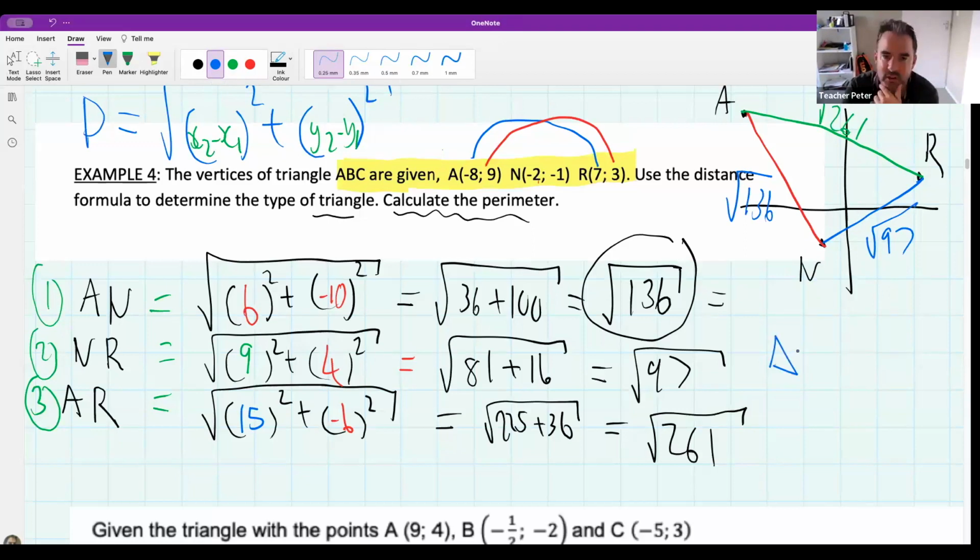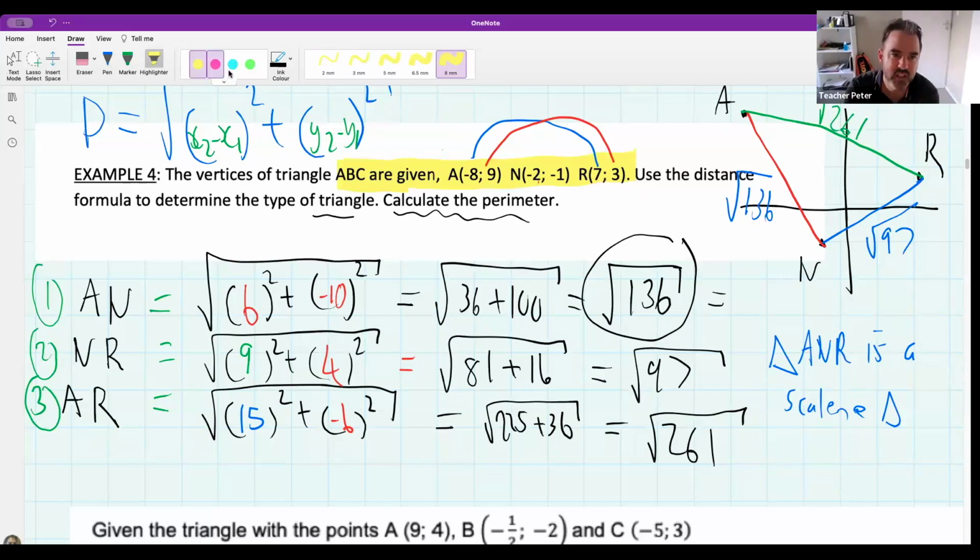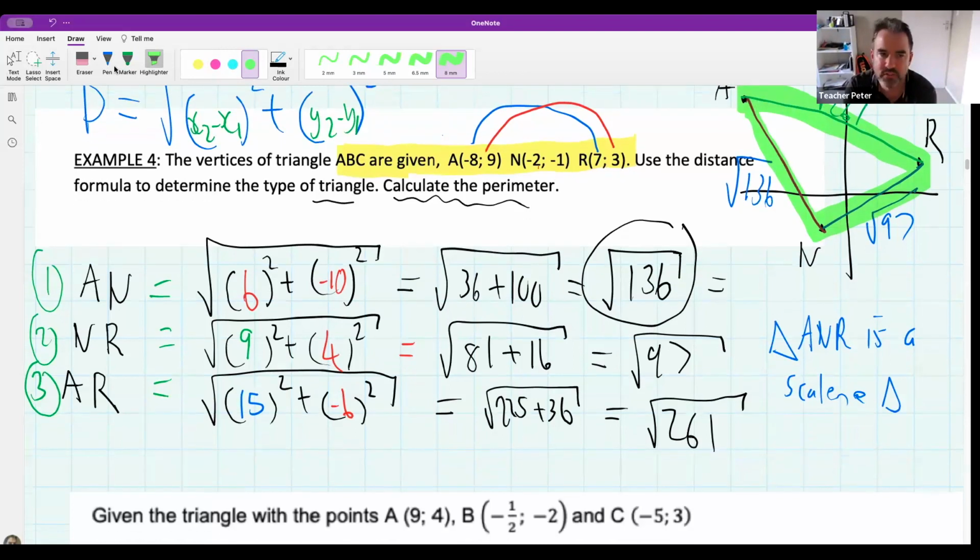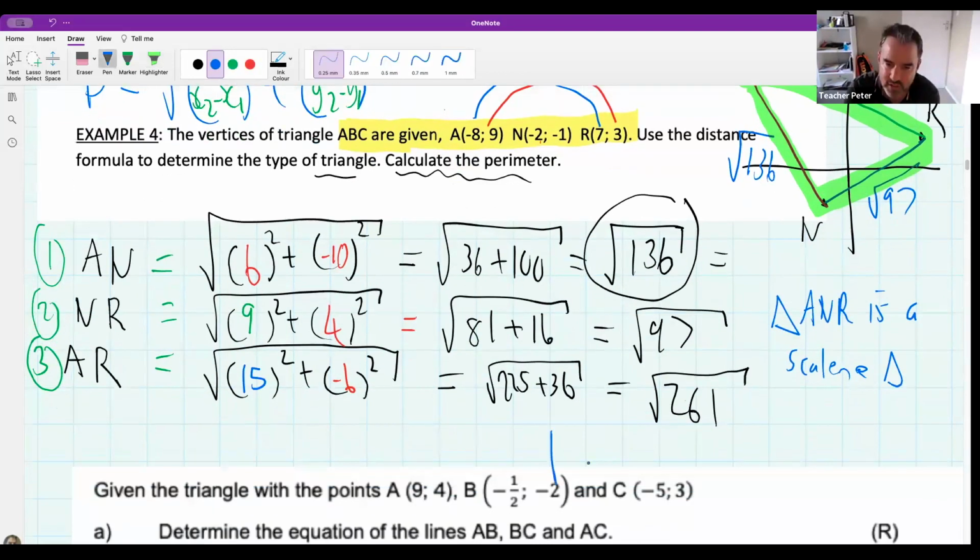So triangle ANR is a scalene triangle. If two sides were equal, it would be isosceles. If all three sides were equal, it would be an equilateral triangle. Now you need to calculate for me the perimeter. All we need to do to find the perimeter is go around the outside. So add up my three surds and tell me the value that you get for the perimeter.